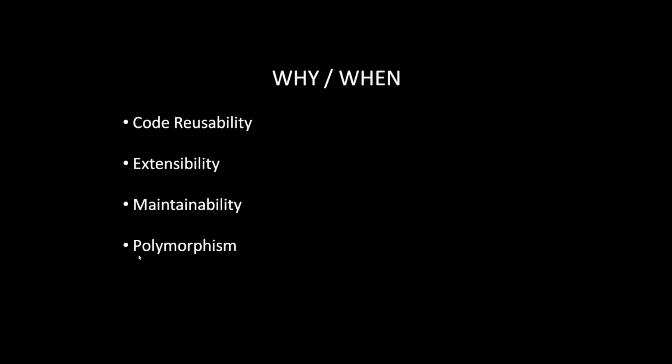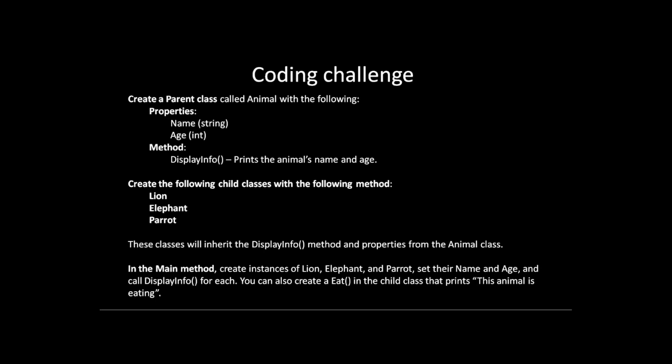Inheritance also enables polymorphism. It allows us to write flexible and dynamic code that can handle objects of different types in a unified way. For example, a method can accept an employee type and work with engineer, project manager, or any other derived classes. So here's a quick coding challenge.